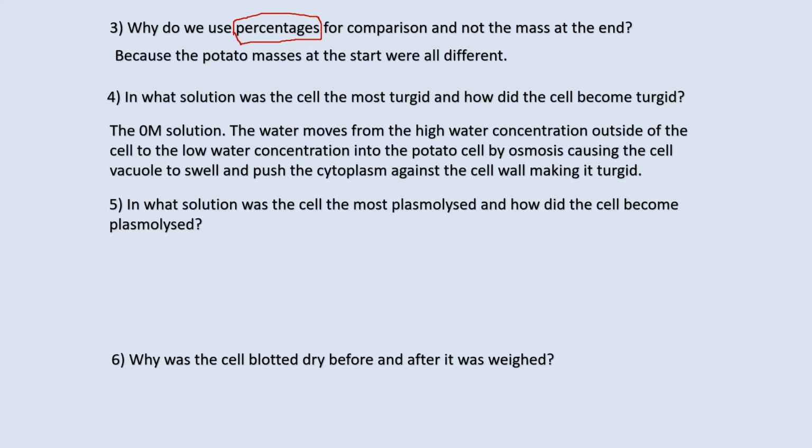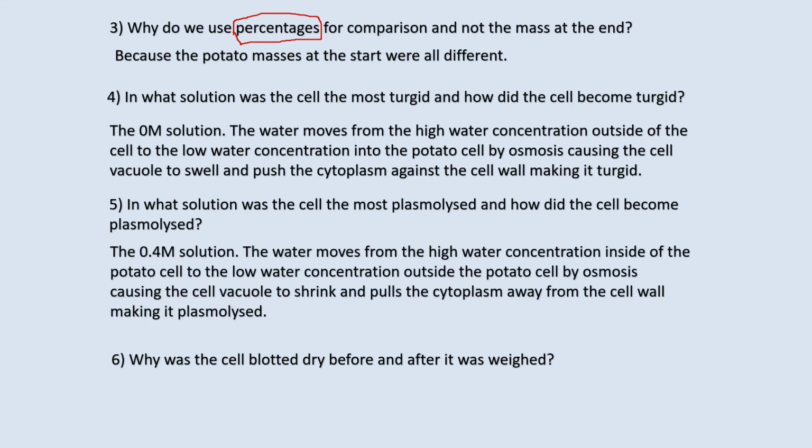Then for question 5 it says, in what solution was the cell the most plasmolysed, and how did it become plasmolysed? So for this answer, it would be the 0.4 molar solution. And that's because the water moves from the high water concentration inside of the potato cell to the low water concentration outside the potato cell by osmosis, which causes the cell vacuole to shrink and pulls the cytoplasm and the cell membrane away from the cell wall, making the plant cell become plasmolysed.